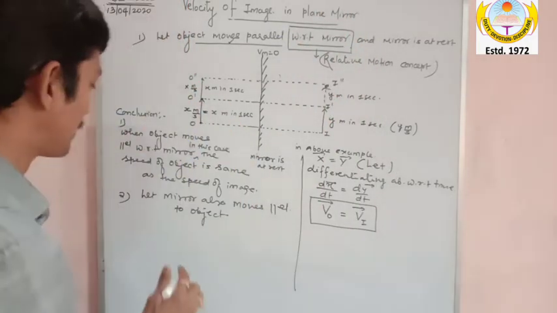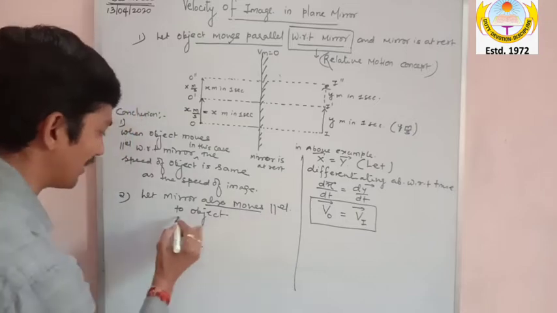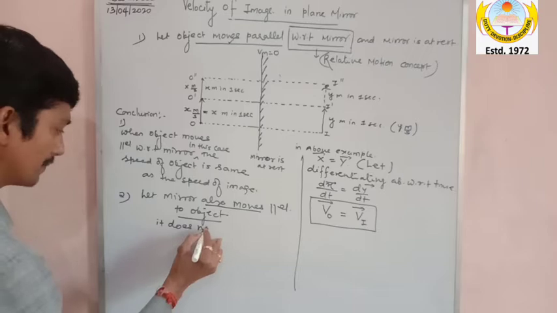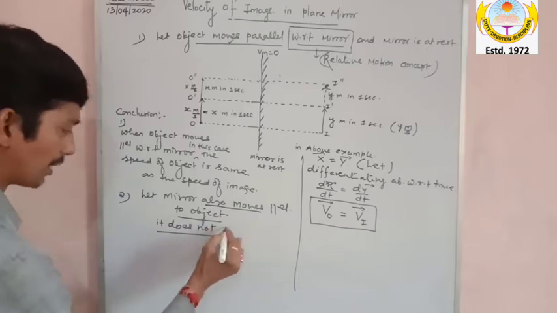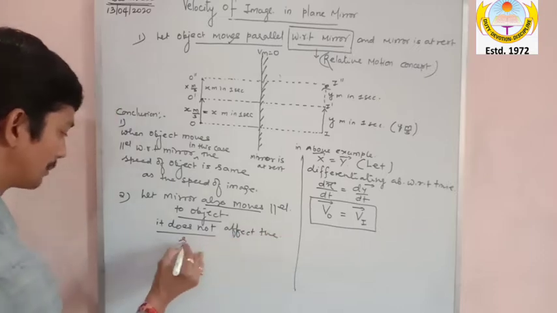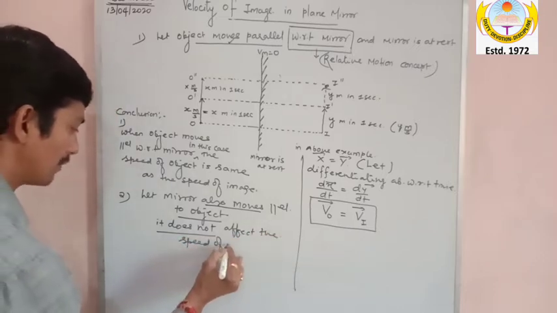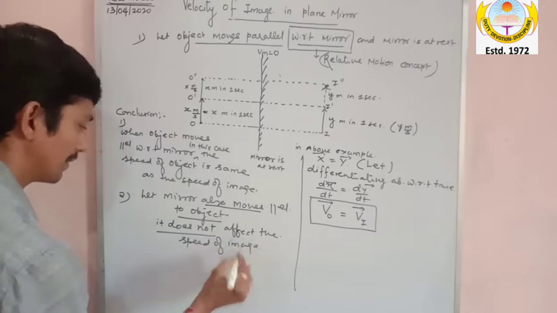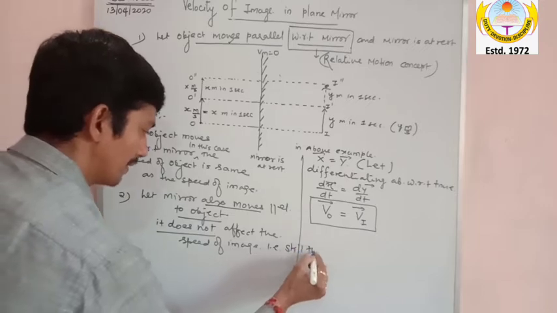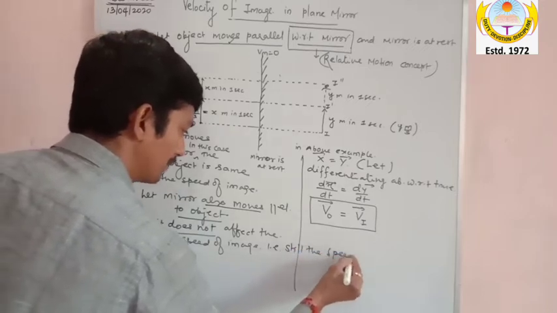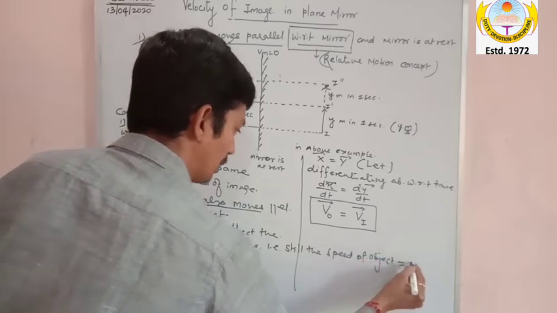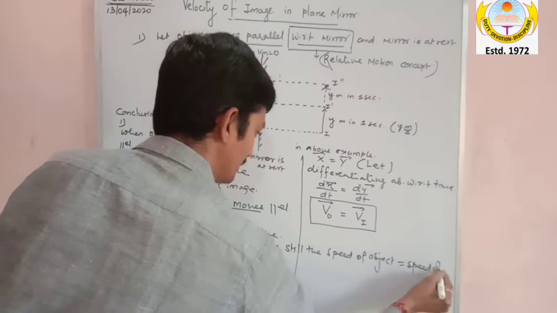So what is my conclusion? That if the mirror also moves parallel to the object, it does not affect the speed of the image. That is, still the speed of the object is equal to the speed of the image.